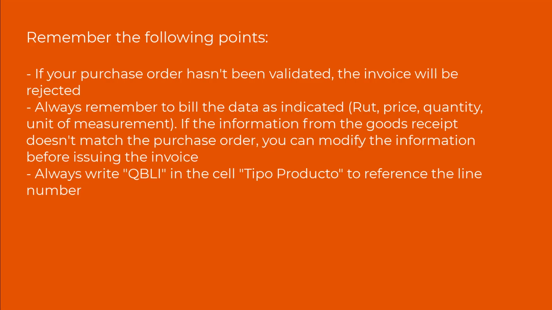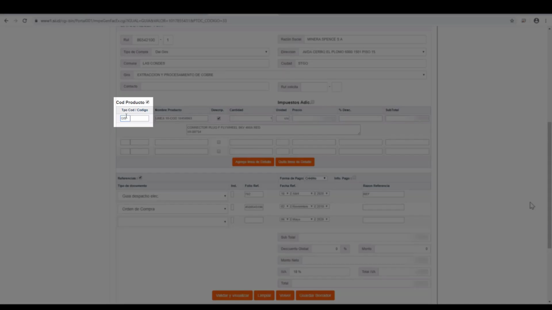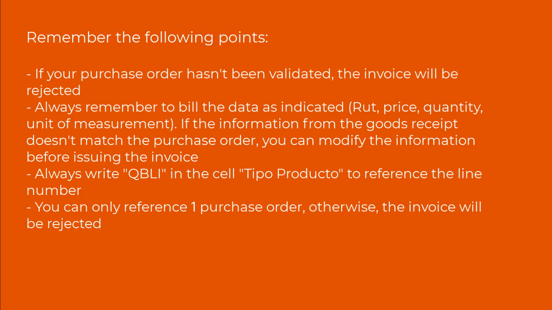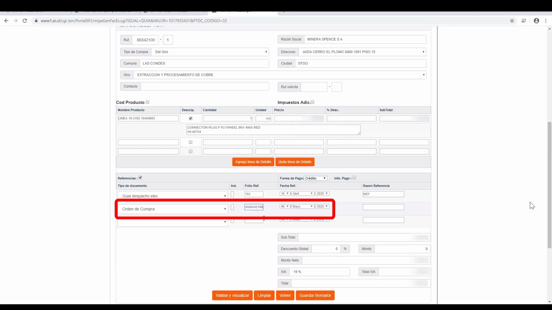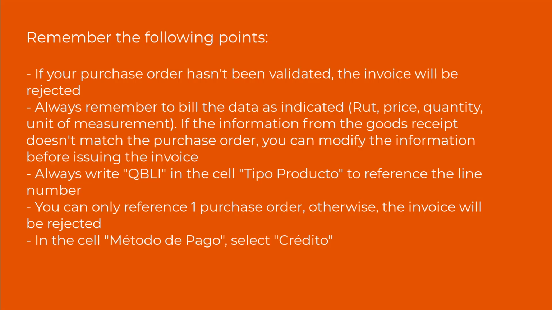To reference the line number, always write QBLI in the cell Tipo Producto. You can only reference one purchase order, otherwise the invoice will be rejected. In Método de Pago, select Crédito.